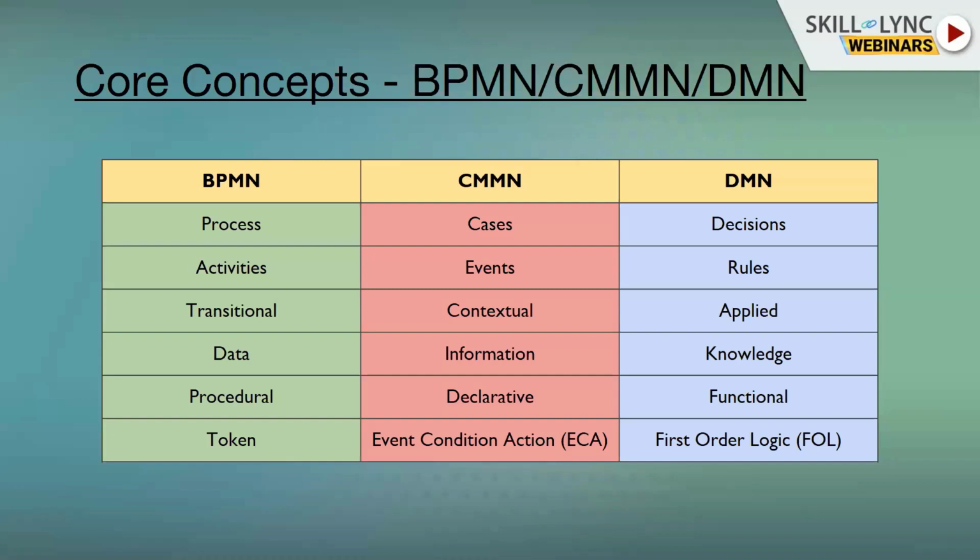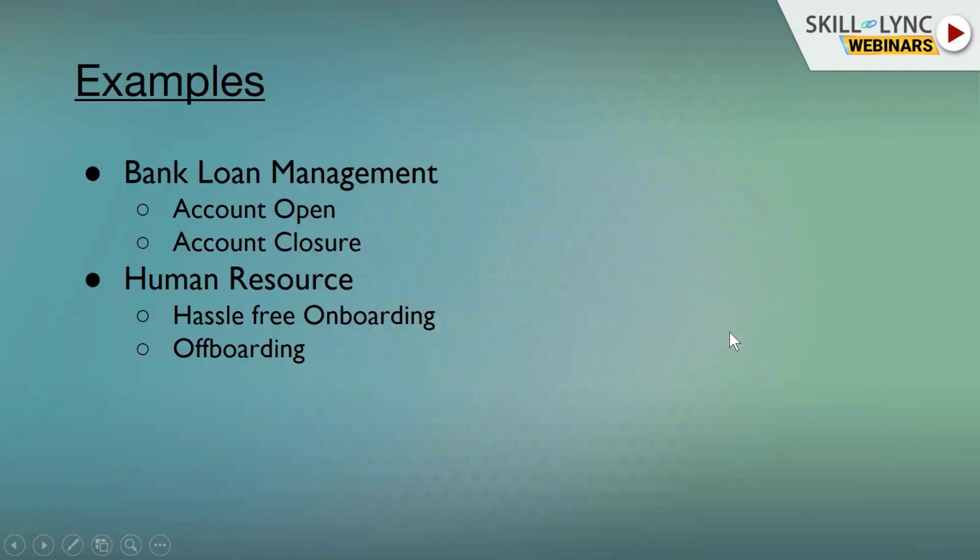So basically, these are the core concepts of BPMN, CMMN, and DMN, where BPMN has the process activities, transitional data, procedural, and token. CMMN will have the cases. It acts on the events, contextual information, declarative, and event condition actions. And DMN, which means business rules, will be following these concepts of decisions, rules, knowledge, and functions.